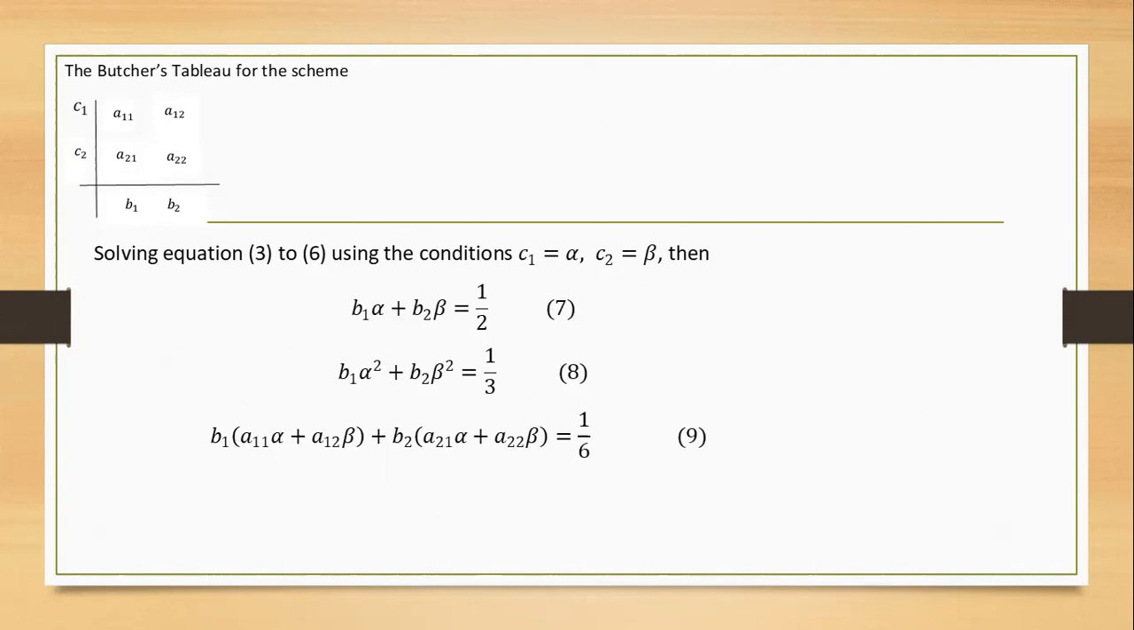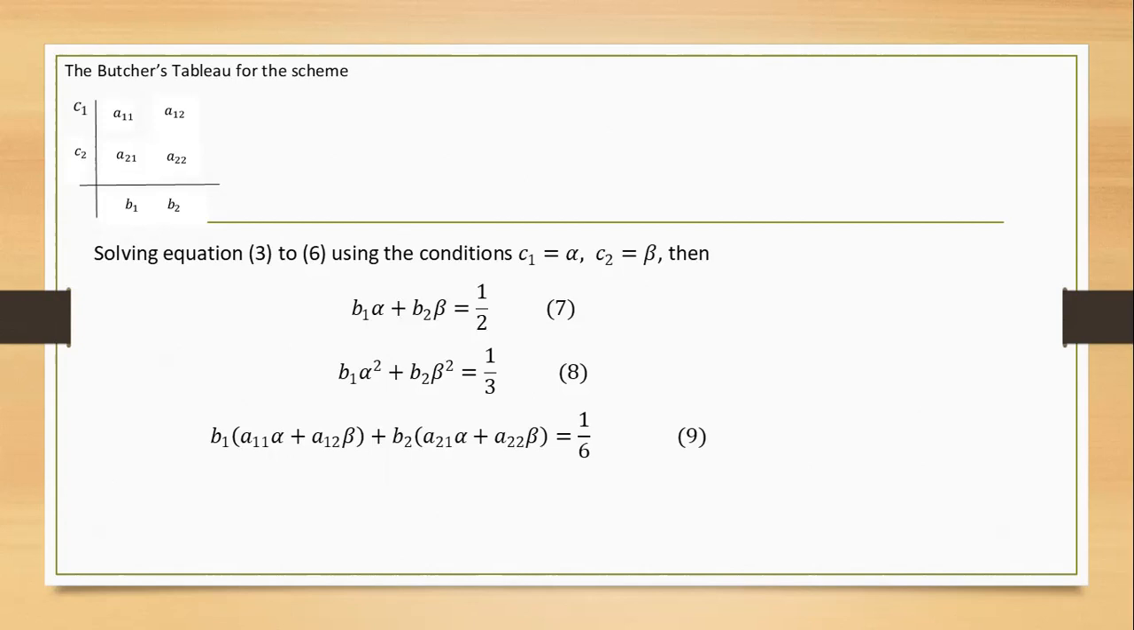Now, we are given some conditions in the question, or some parameters. We are given two parameters from the question: C1 equals alpha and C2 equals beta. Then if I substitute this into my equations 3 to 6, I can say B1 alpha, that is, I'm going to replace C1 with alpha, plus B2 beta, that is, I'm going to replace C2 with beta, equals 1 over 2. Call that equation 7.